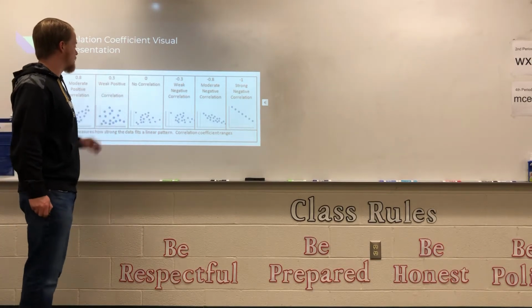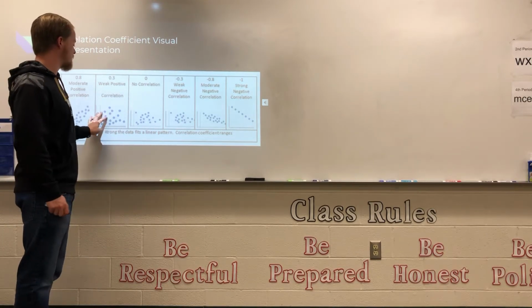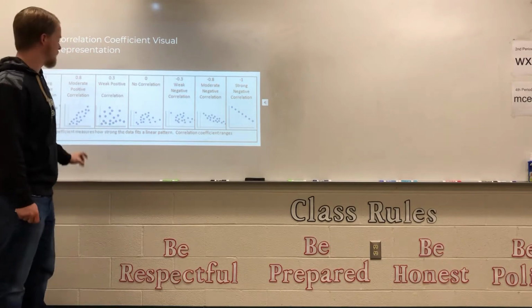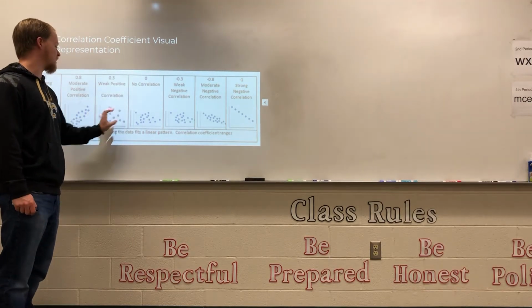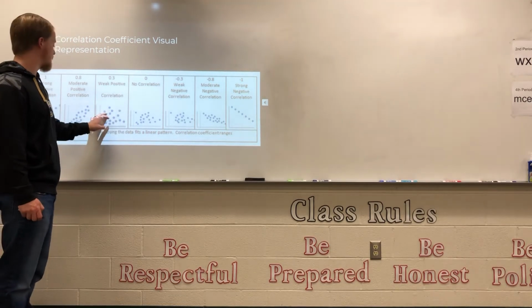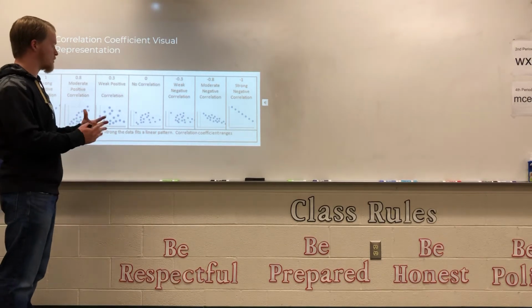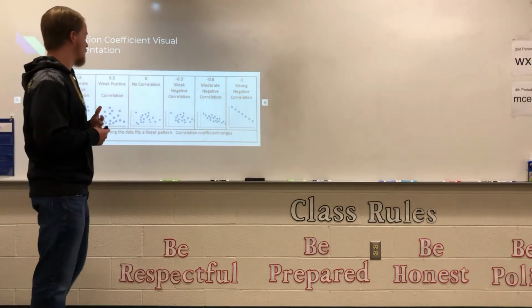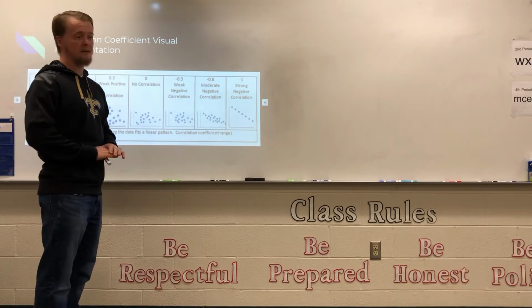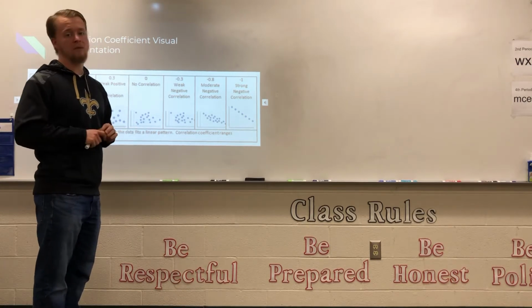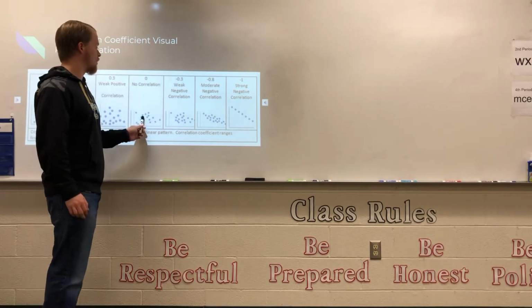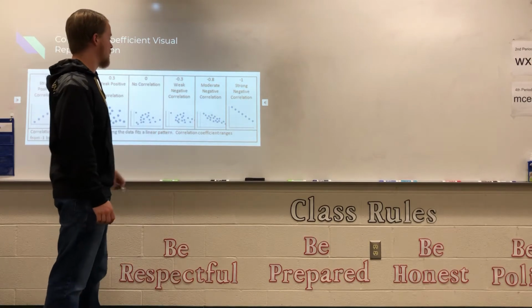Point 3, now we're moving into the weak positive because as you can see, this is much more spread out. And it's not near as obvious that this is going in a positive direction. It is, but it's not near as obvious as that one. So the more spread out it is, the weaker it is. This is no correlation. If it's not any direction at all, positive or negative, it's no correlation or no relationship.